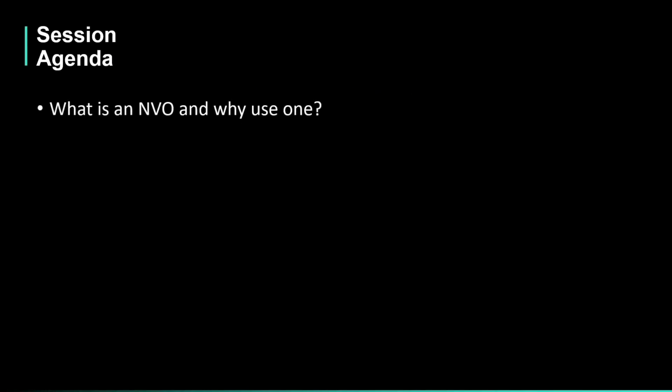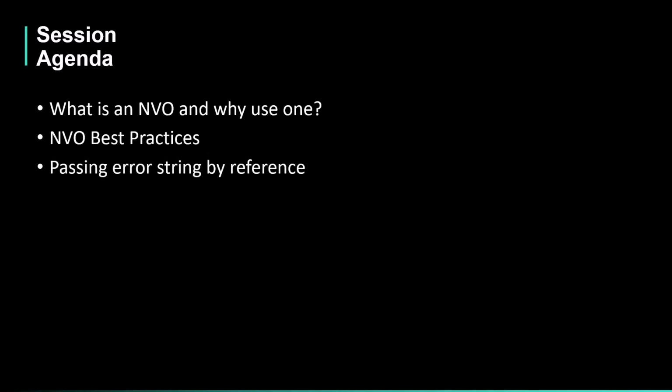Okay, session agenda. What is an NVO and why do we want to use one? We'll follow that up with NVO best practices. Some of this may be review for some more advanced users. Next, we'll do passing an error string by reference, so we can return both an error code and an error string. The most important part, using try, catch, and finally in your NVO functions.